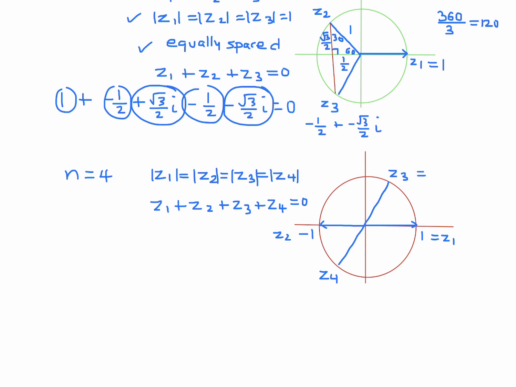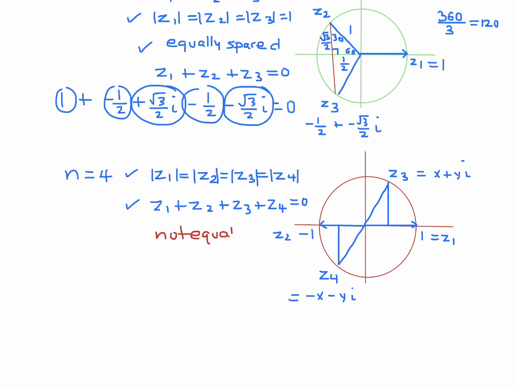For example, this and this will have the same sort of lengths. They would just be opposite. It would be x plus yi, but Z4 would basically be minus x minus yi, since they're diametrically opposite from each other. So indeed, this will hold true. But notice, when you do that, they're not equally spaced. The distance from here to here, I don't know, it's maybe 60, but then the distance from here to here is certainly not 60. It's greater than 90. So not equally spaced.